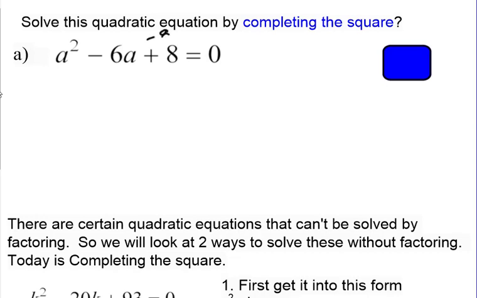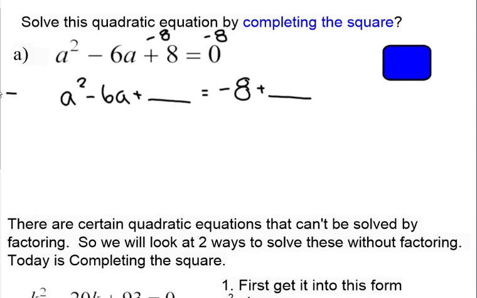So I'm going to subtract 8 from both sides. And when I do this, I like to leave a blank because we're going to have to do that anyways. So I've subtracted 8, and I'm also going to put a blank on that side. Well, what can I put in that blank that's going to give me a perfect square that I can factor? In order to do that, we take half of the middle term. So our middle term is negative 6. If we take half of that, we're going to have negative 3, and then we square it, which gives us 9. So in order to create a perfect square, I want to add 9 to that side.